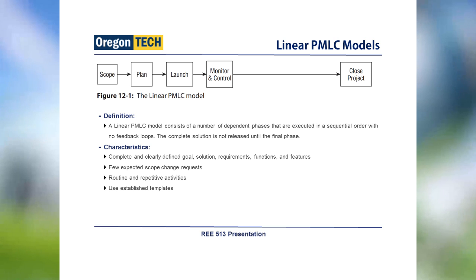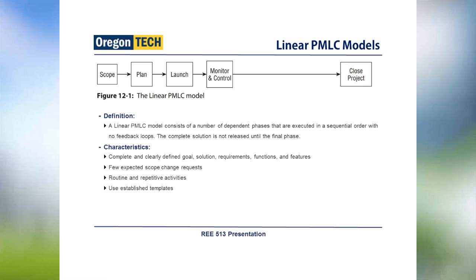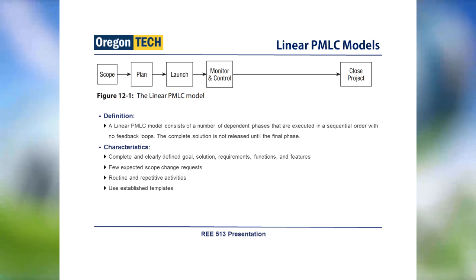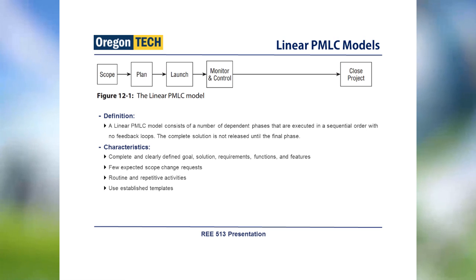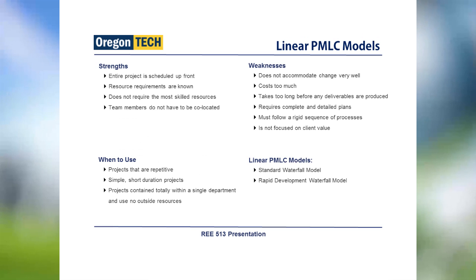The first category of traditional project management life cycle is linear. A linear project management life cycle model has a number of dependent phases that have to execute in sequential order. There's no feedback loop, and the complete solution is not released until the final phase.